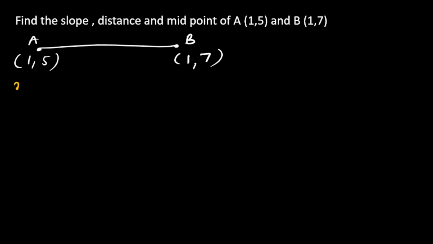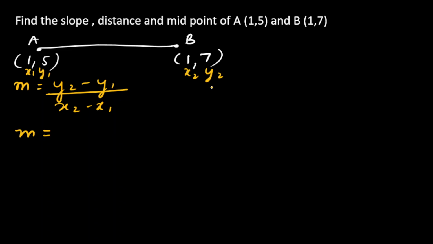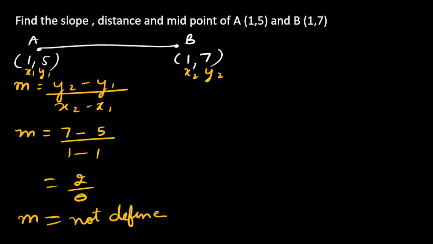So first of all, let's find the slope. The slope formula: y2 minus y1 by x2 minus x1. So m is equal to y2. Here I'll write this is x1 y1, this is x2 y2. y2 is 7 minus 5 by 1 minus 1. So 2 by 0. So the denominator is 0. If the denominator is 0, that number is not defined. That means the slope is not defined since we are getting denominator 0. For these points A and B, the slope is not defined.